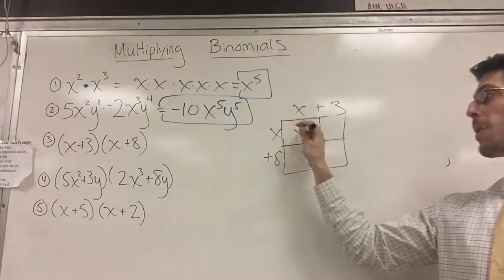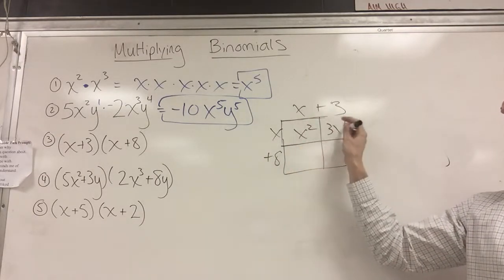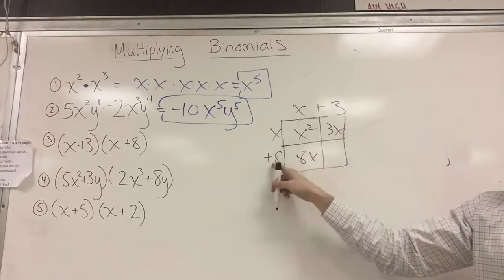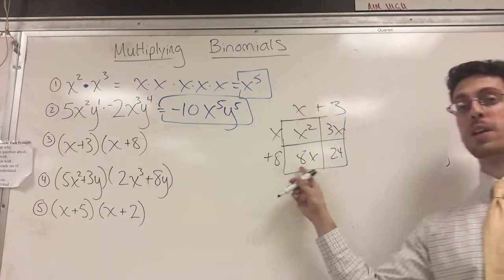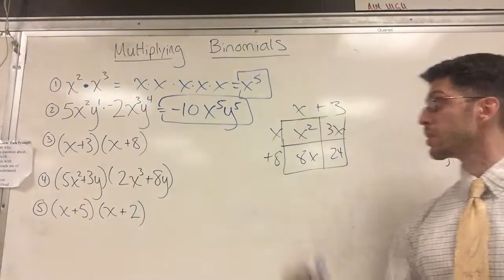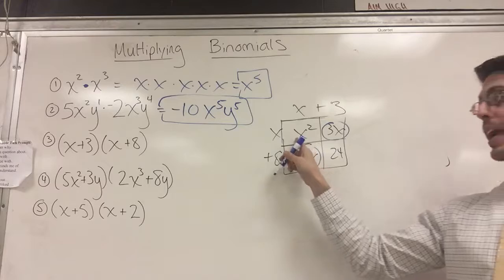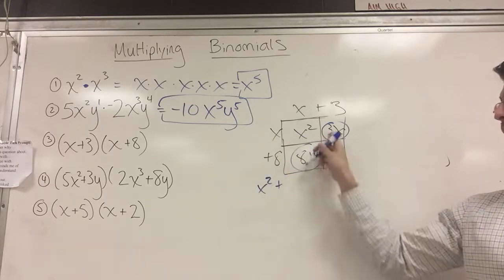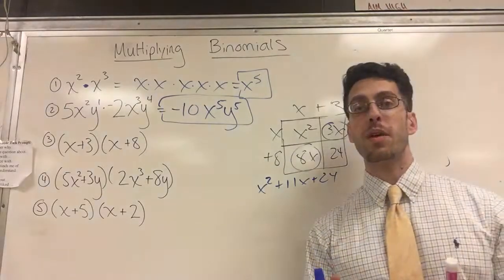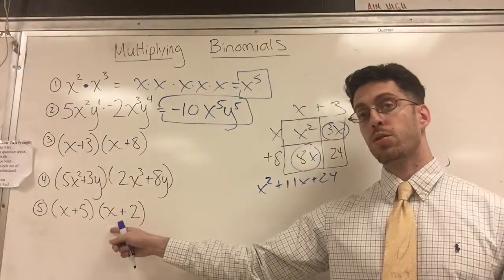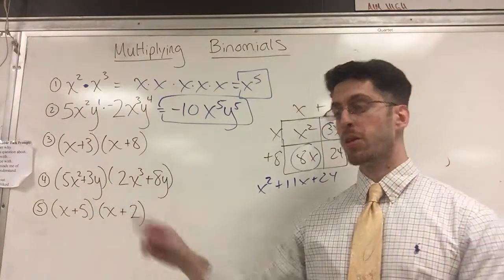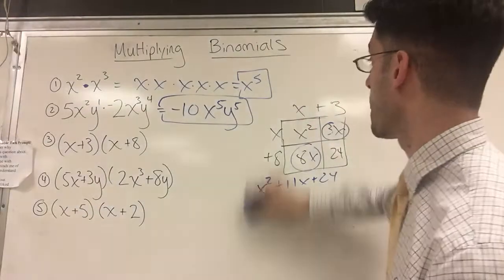X times x, x squared, 3 times x, 3x, x times 8 goes here, that's 8x, and then 3 times 8 is 24. And guess what I'm going to do? I'm going to do exactly what I did in the last 2 questions. Combine like terms to get x squared plus 11x plus 24. So whichever is your favorite method, that's how you should do the next 2, okay? I'm going to run through number 4, and I'm going to let you do number 5 on your own.